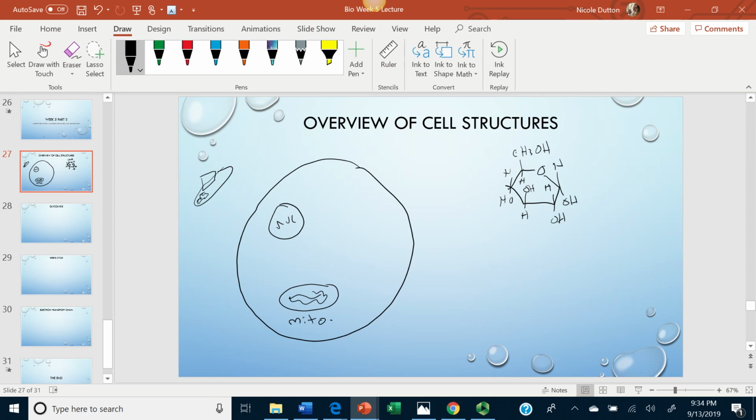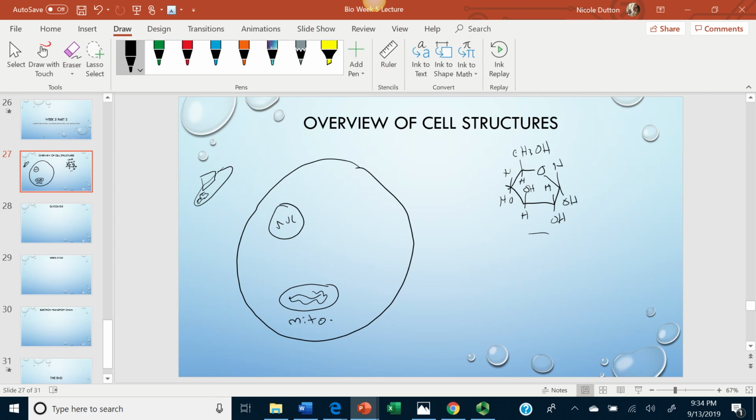Now, knowing the structure of glucose is not going to be essential for this class, but some people like to visually see what's happening with this molecule. So I draw it out just to show you what it looks like. So this is what glucose looks like. And our energy production pathways usually start with glucose. This is the simplest molecule that we can produce the most energy from.